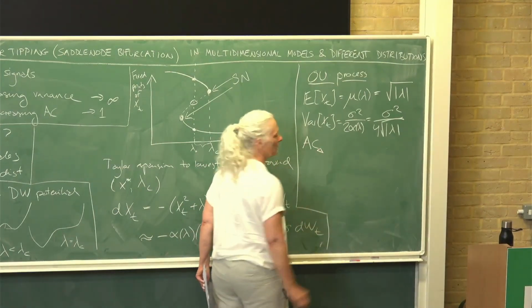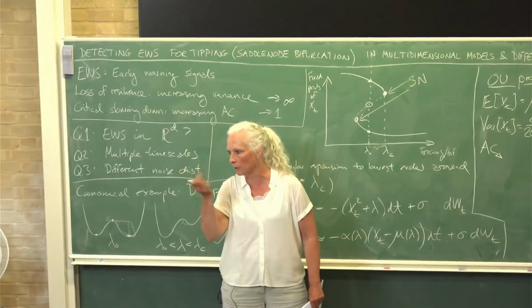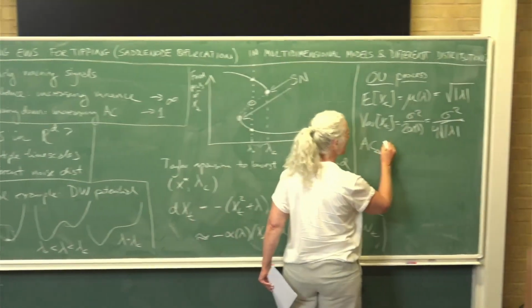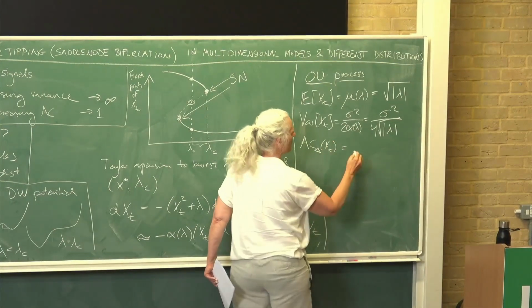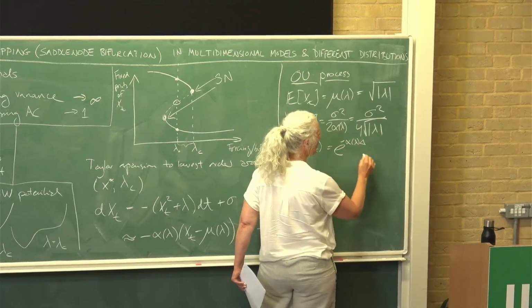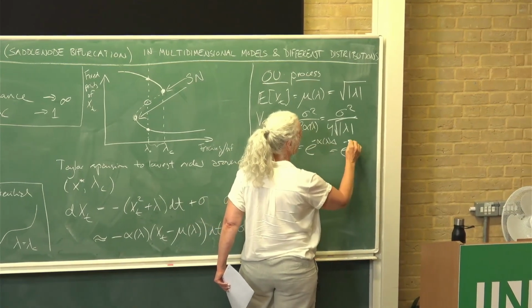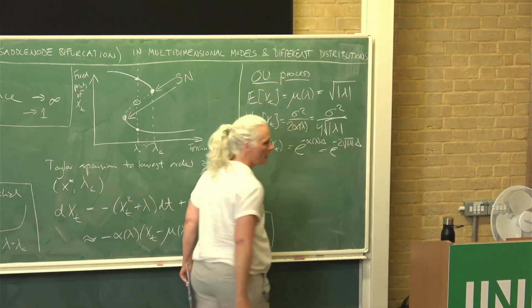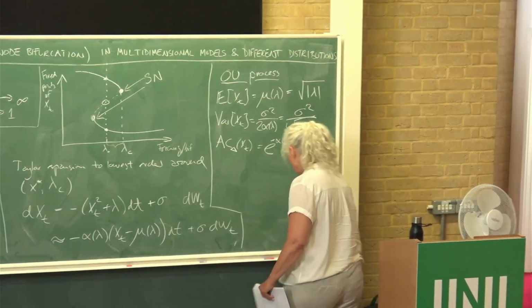And then we have the autocorrelation, and I put a little delta here just to say that we look at some time interval. I don't care which one, but we just look at a time interval of x of t, and that is exponential to minus the lambda delta. So it's minus 2 square root lambda.